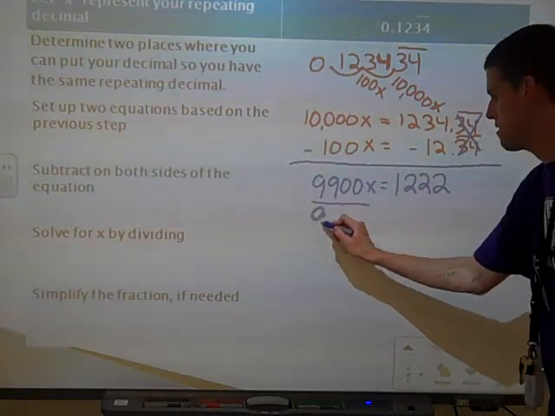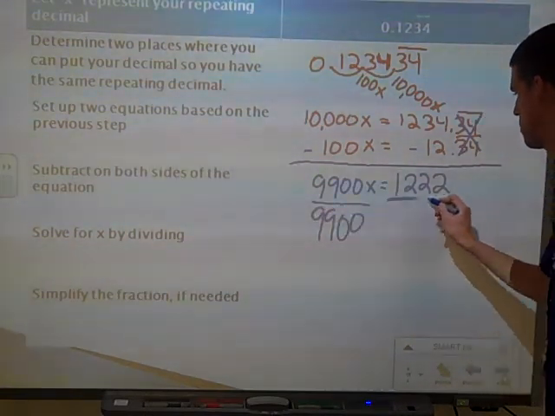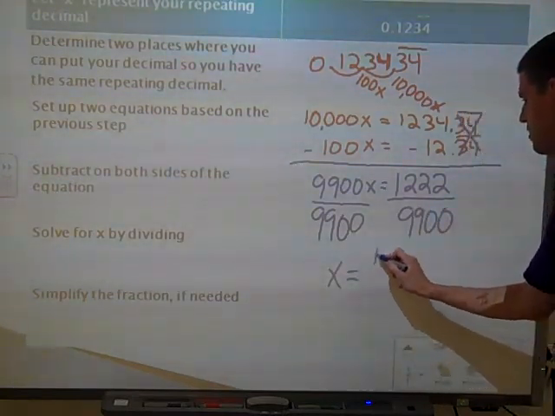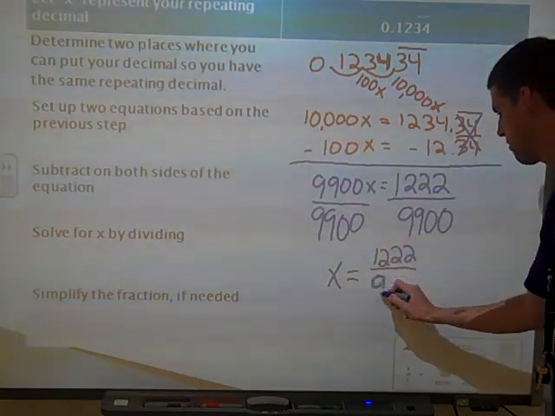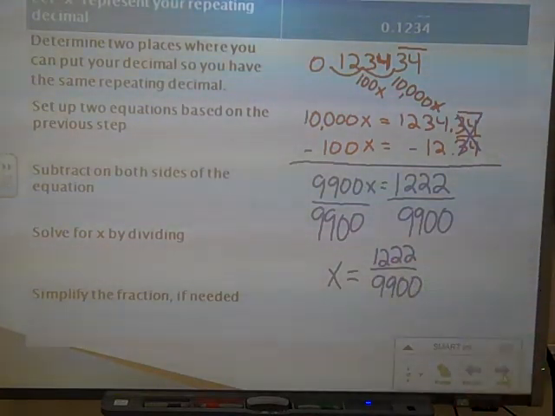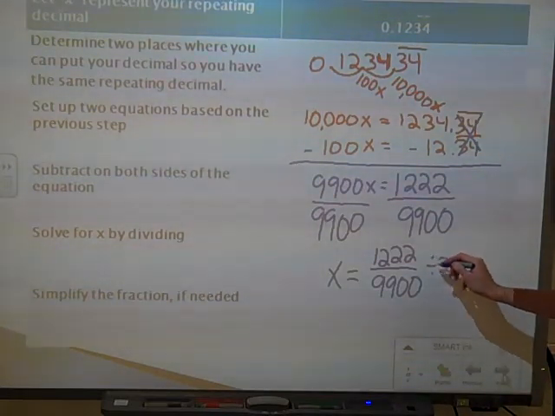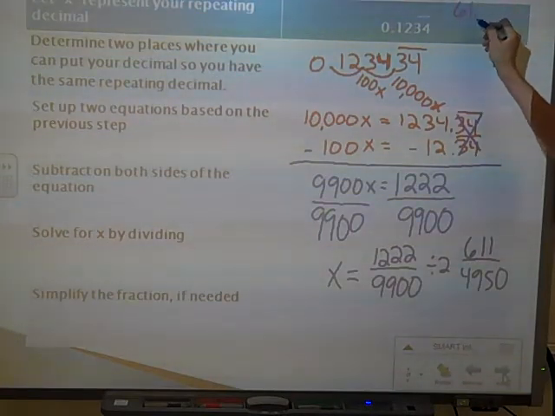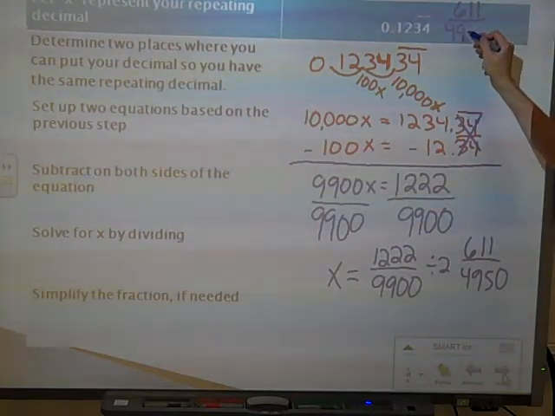Go ahead and divide to get x by itself, giving me x is equal to 1,222 over 9,900. Now I can go ahead and see if that's simplified. Both of these numbers are even, so I know they definitely simplify, so I can divide the top and the bottom by 2. And now we get 611 over 4,950. So 0.12 and then 3-4 repeating is equal to 611 over 4,950.